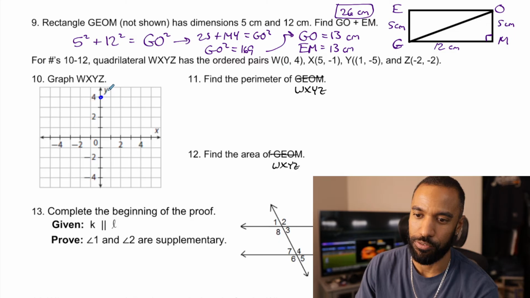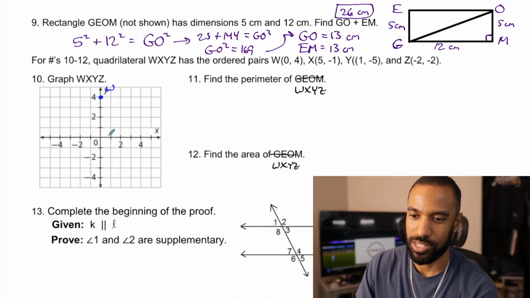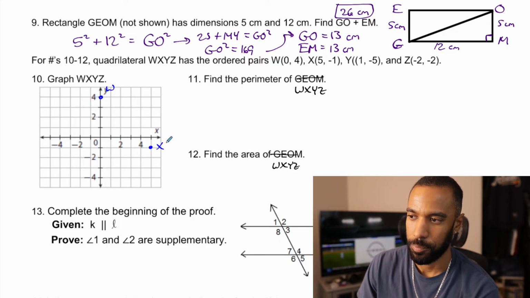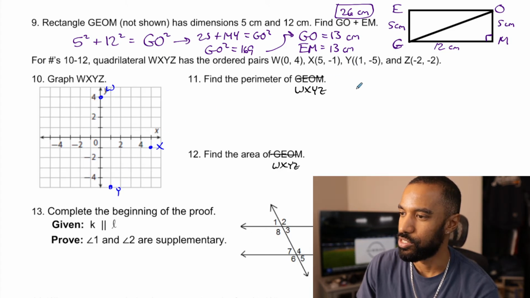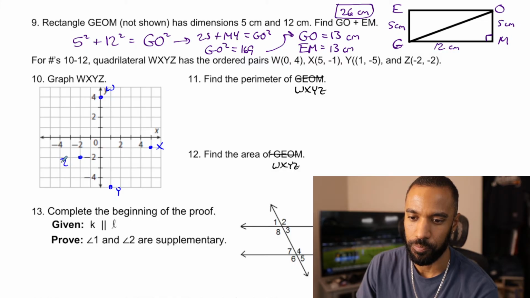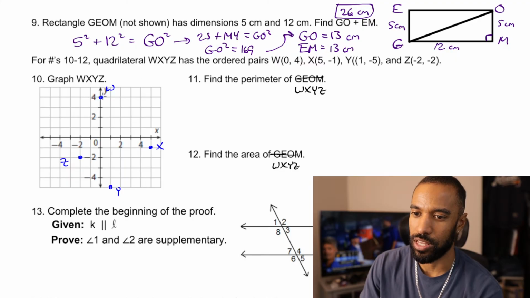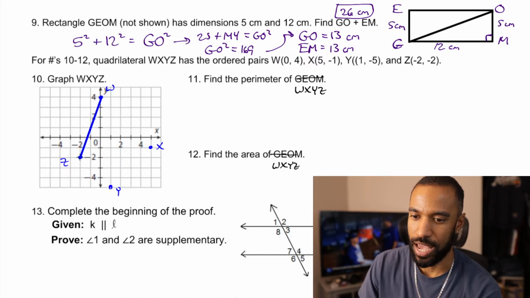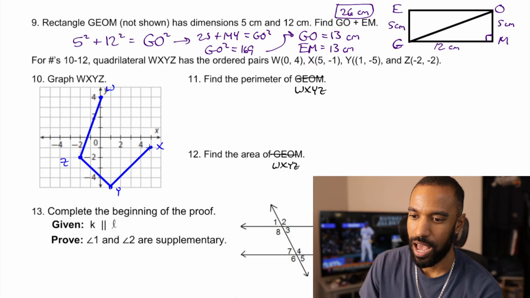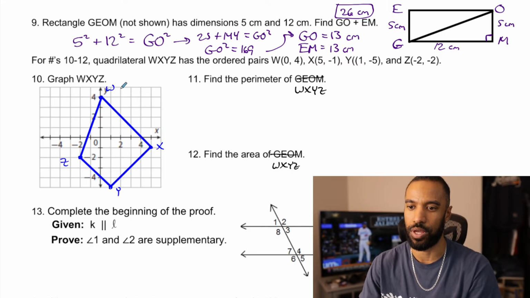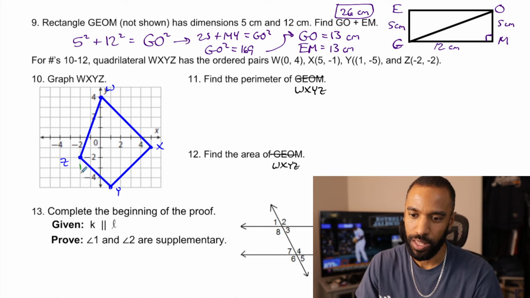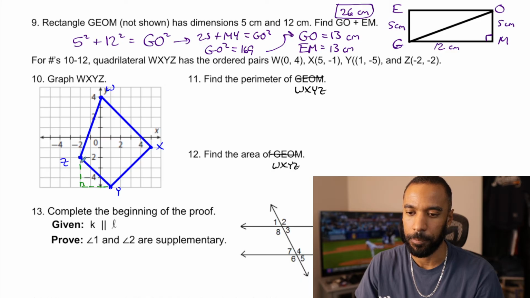W is at 0, 4. X is at 5, negative 1. Y is at 1, negative 5. And Z is at negative 2, negative 2. Let's find the perimeter and the area. So we've done this before. Let's use the Pythagorean theorem on these and find these out. I want to probably do most of this mentally. I'll do one of them together with you in case it's been a minute. Let's find out this length and use the Pythagorean theorem on it.